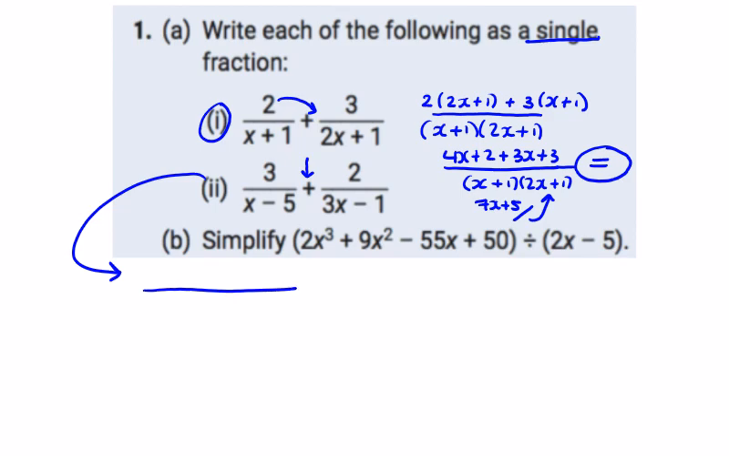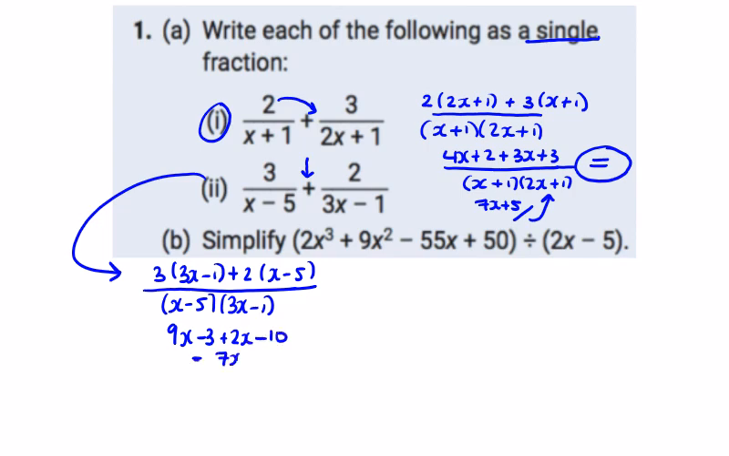Multiply the two terms on the bottom. And we multiply 3 by what it's not over, 3x minus 1. Then we have a plus sign, and we multiply 2 by what it's not over, x minus 5. So we're going to get 9x minus 3 plus 2x minus 10. And that's equal to 7x minus 13 all over x minus 5 by 3x minus 1.